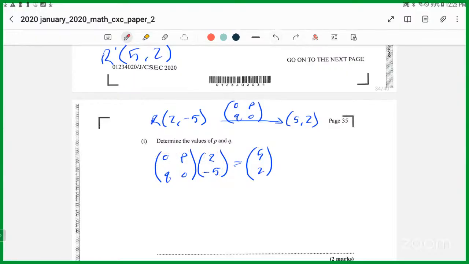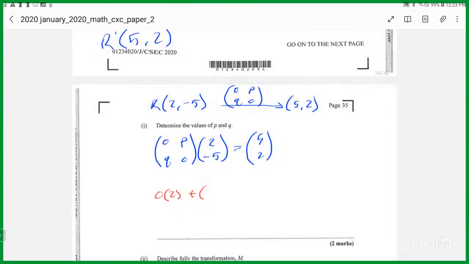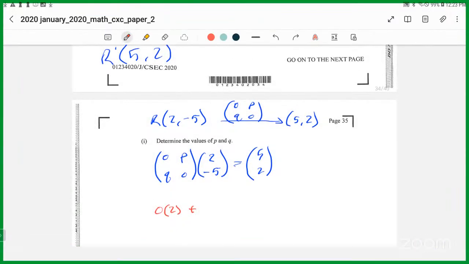So let's write it out. 0 times 2 plus P times negative 5 is all equal to 5. That is minus 5P equals 5. Divided by minus 5, we get P equals negative 1.